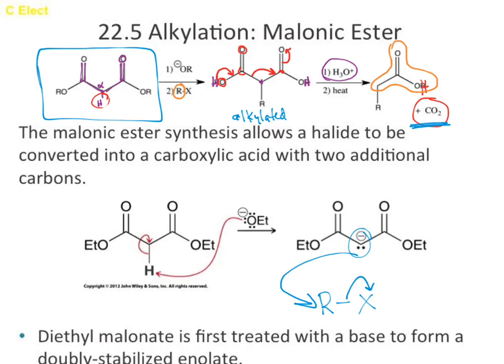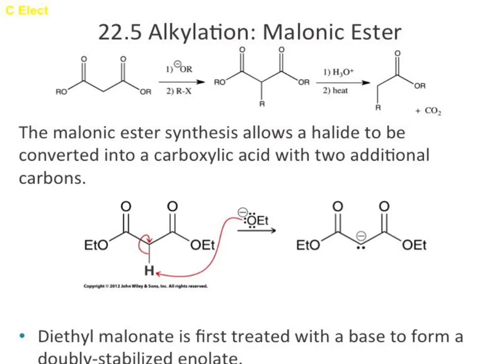Once the R group is attached, we now have a couple different options that we could go through. We could go through, as we did at the very top of this, and add our acid and our heat, and end up with a carboxylic acid. Or we could evaluate the chemistry about this group a second time. Do we still have an alpha hydrogen? Yeah. So what could we do? We could do it again.